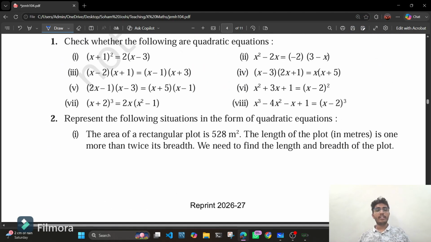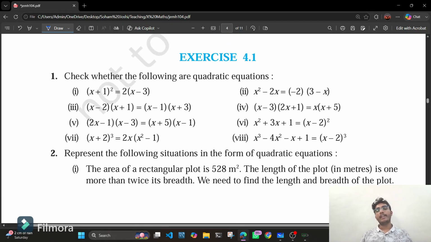Cool. Moving further, we have exercise 4.1. Again, that is a self-study part. You can do it on your own. If you have any doubts, you can put it in the comment section.